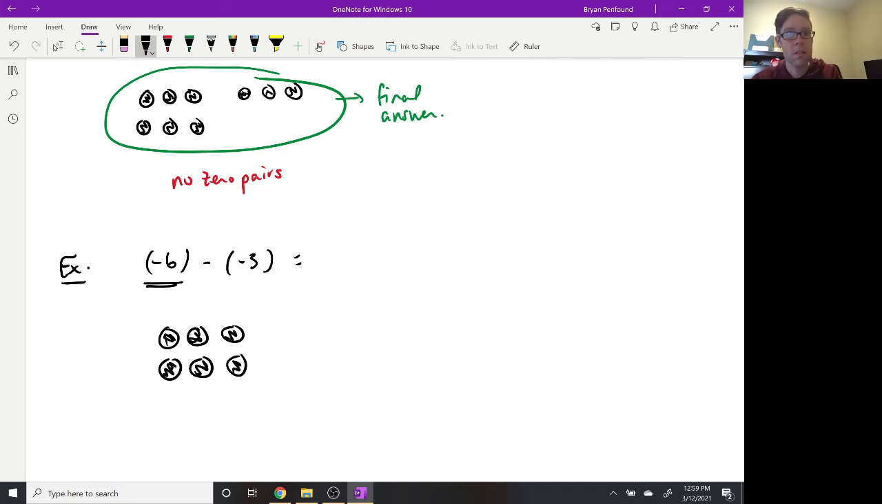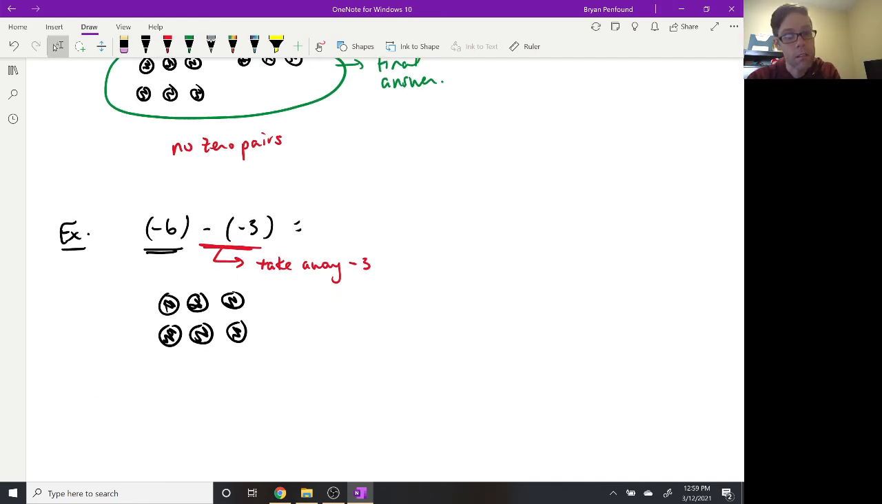Okay, and what the subtraction statement is saying is it wants us to take away -3. Do I have enough negatives down here to take away -3? Yes, we do. Okay, so we're going to circle these. We're going to take them away, and then we're going to see what we have left over.